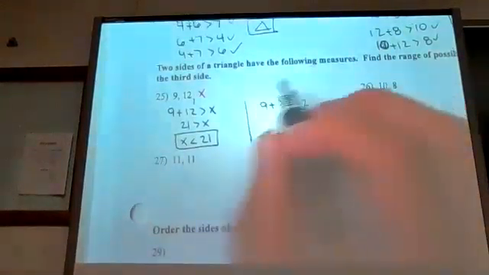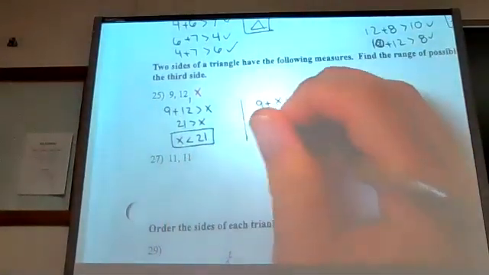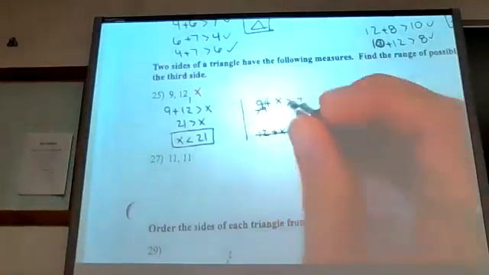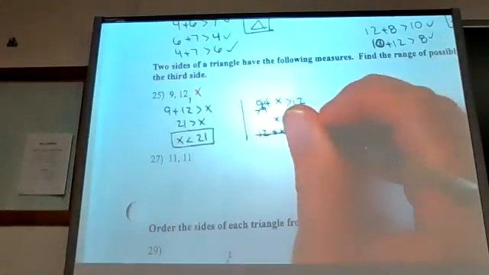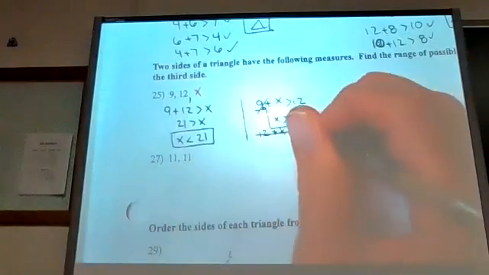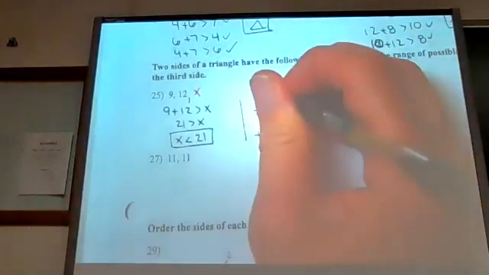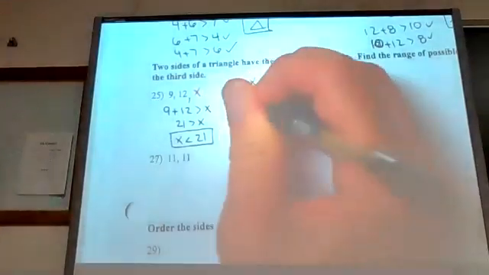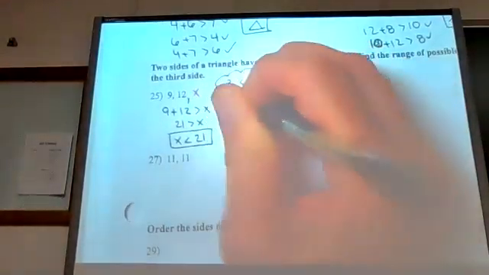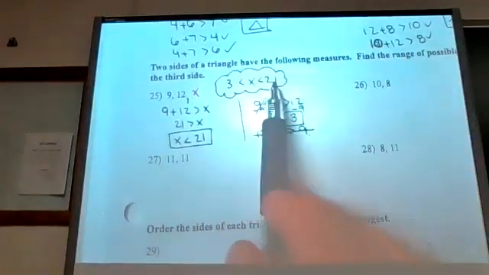And then over here, I'm not just adding, I need to do inverse operations and solve. And I get that X has to be greater than 3. So there's my range, it has to be less than 21, greater than 3. Or I could write it together like this. There's my range of sides, okay, that it has to be greater than 3, less than 21.